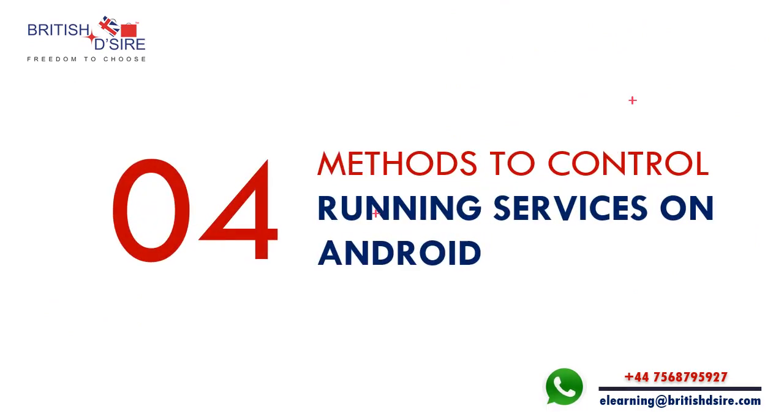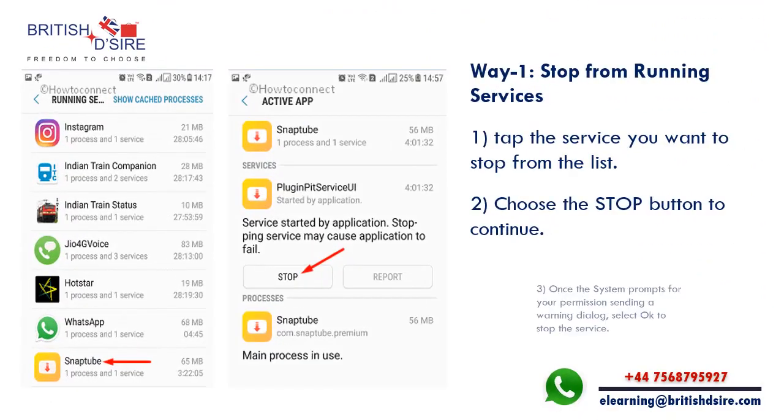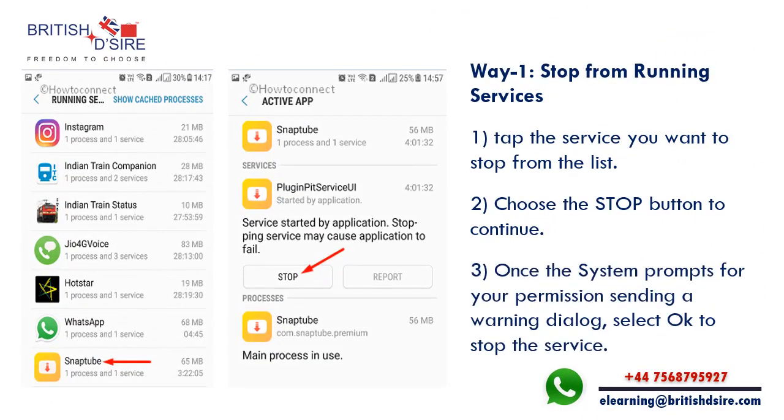Point 4. Methods to control running services on Android. Way 1. Stop running services. 1. Open the running services from the previous method and tap the service you want to stop from the list. 2. Choose the stop button to continue. 3. Once the system prompts for your permission with a warning dialog, select OK to stop the service.